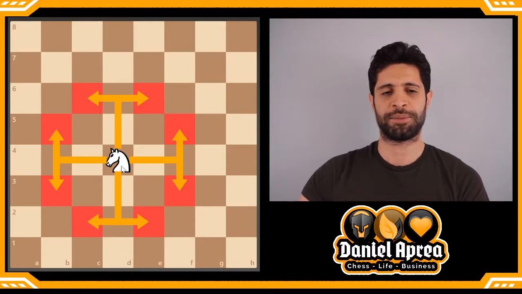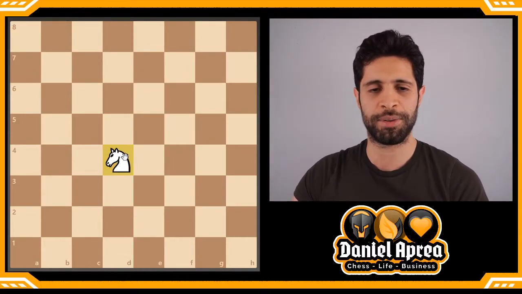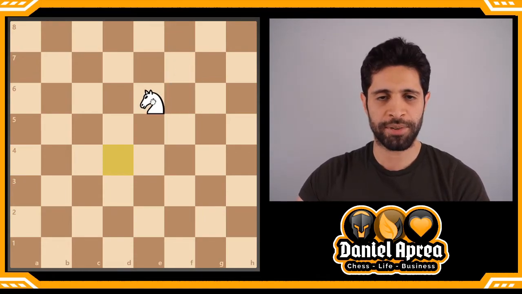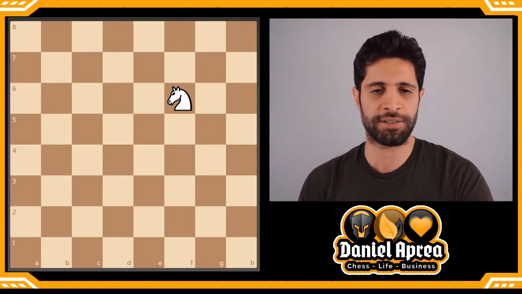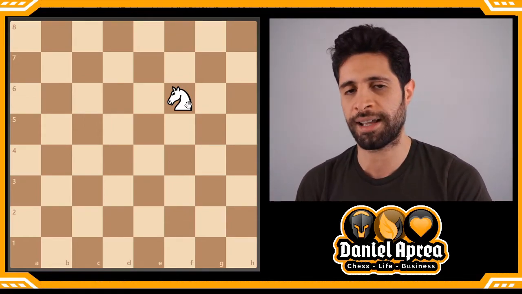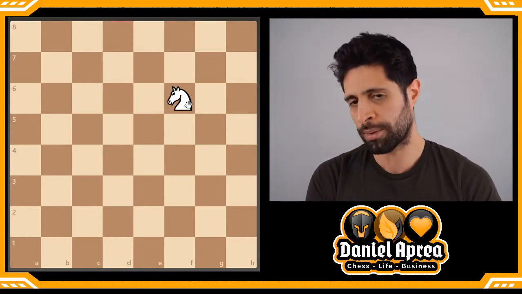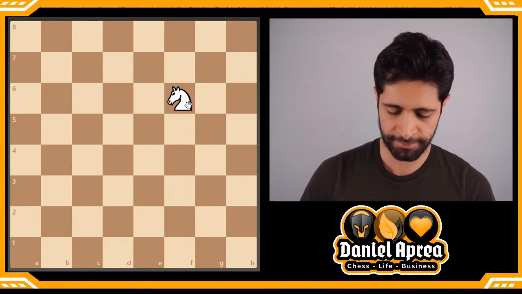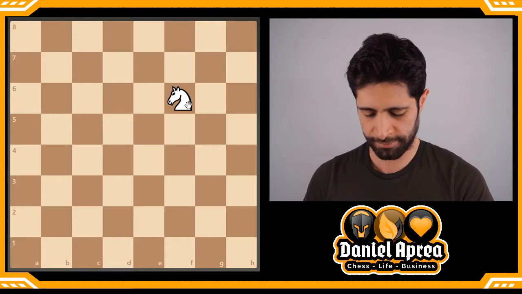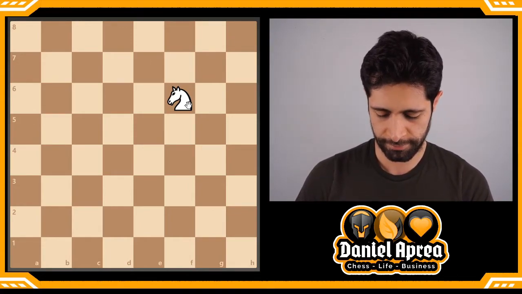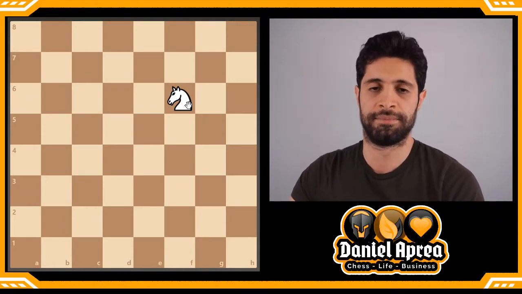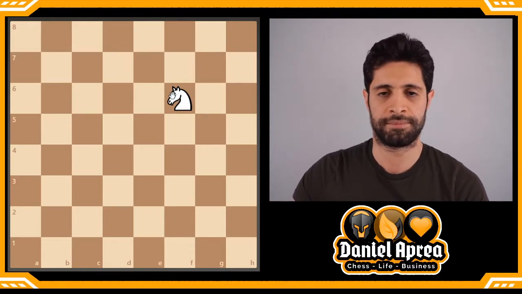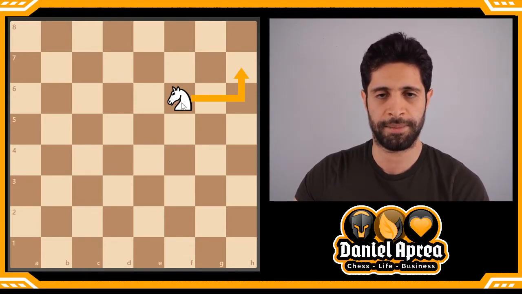So this is what the knight can do. Let's do one more. Let's put a knight on F6. So the knight is on F6. Once again, with your eyes closed, where can the knight go from F6 in one move? So it can go to the right, to H7 or H5.